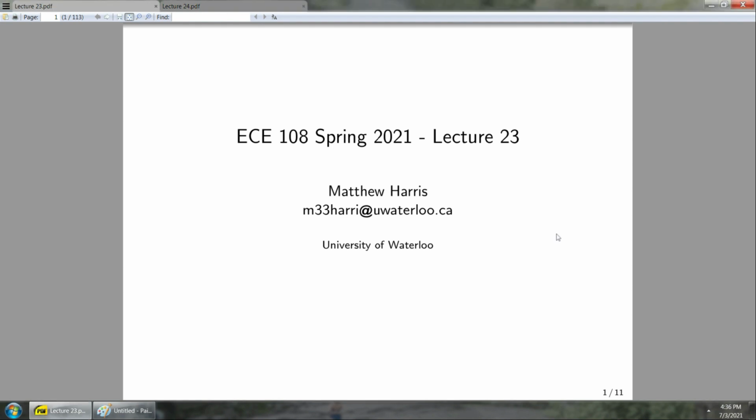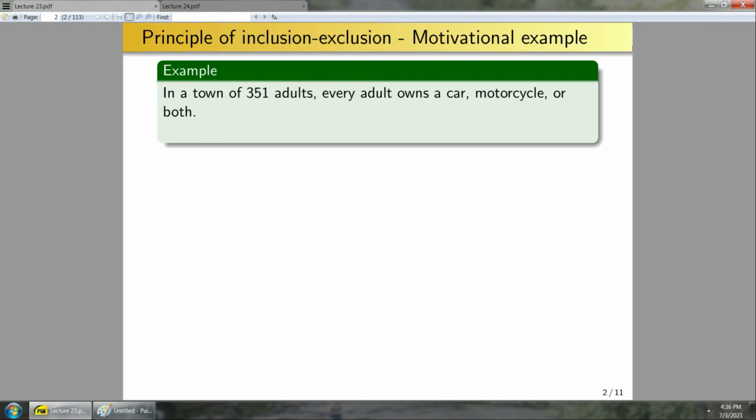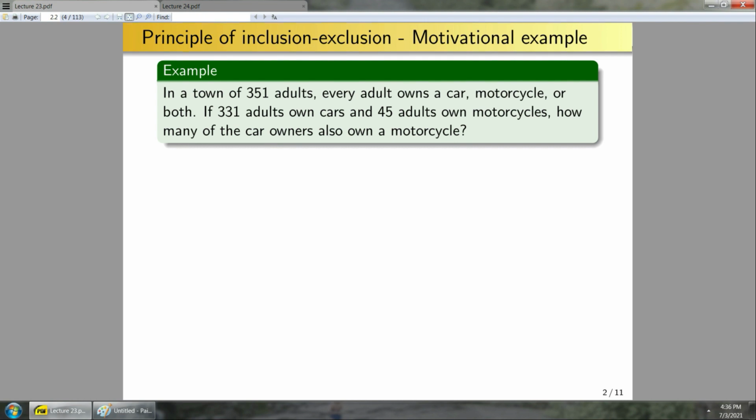So we've already given one example of using inclusion-exclusion in the previous lecture, where I discussed the number of ways that you can roll 3d6 and end up with a sum of 12, but we're now going to formally introduce this idea. Okay, so in a town with 351 adults, every adult owns a car, motorcycle, or both. If 331 adults own cars and 45 adults own motorcycles, how many of the car owners also own a motorcycle?